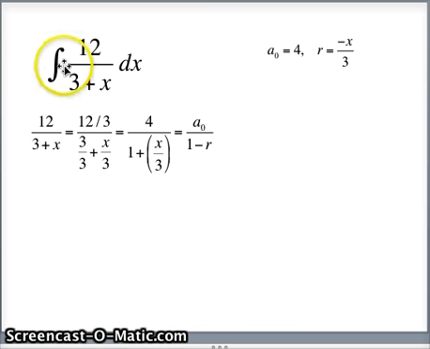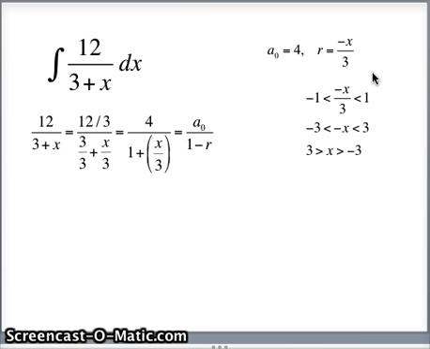Now our goal is to find the integral of this function, but as long as we're here, let's talk about the interval of convergence for 12 over 3 plus x. We know the common ratio must be between negative 1 and 1. So negative 1 is less than the common ratio of negative x over 3, which is less than 1. Multiplying both sides by 3, we get negative 3 is less than negative x is less than positive 3. And then multiplying both sides by negative 1, of course, you have to switch the signs. If you do that, we get 3 is greater than x is greater than negative 3. Or the interval of convergence for 12 over 3 plus x will be the values between negative 3 and 3.